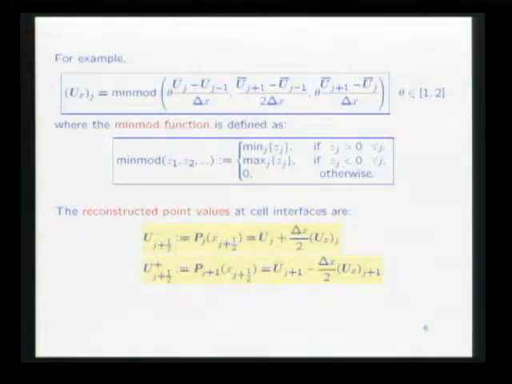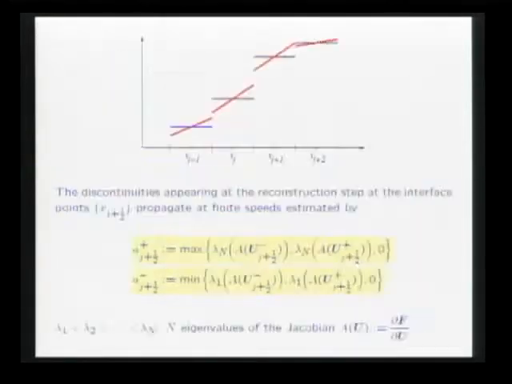When the slopes are available, one can compute the point values, and at each cell interface we have 2 point values, which I denote u minus and u plus, because at each cell interface we have 2 values, one from the j-th cell and one from the (j+1)-st cell. Generically these 2 values are different.